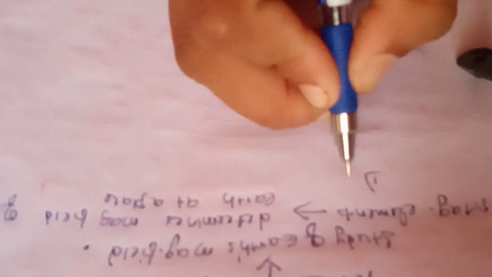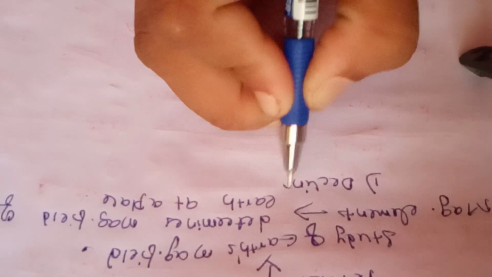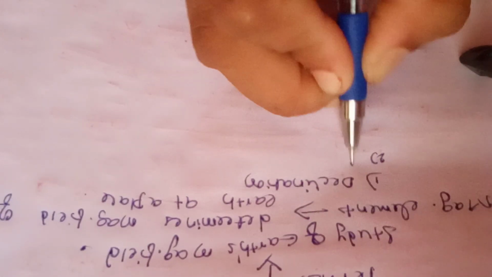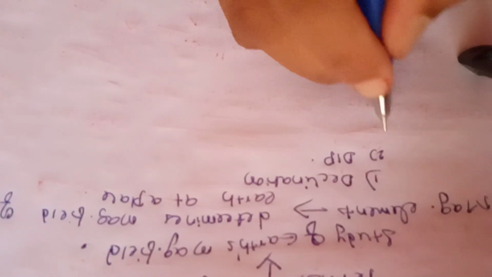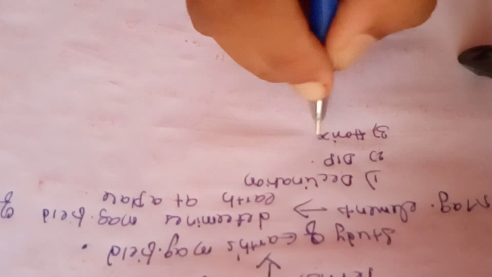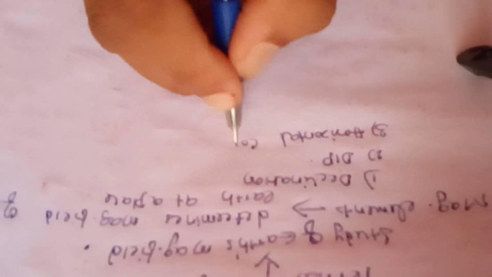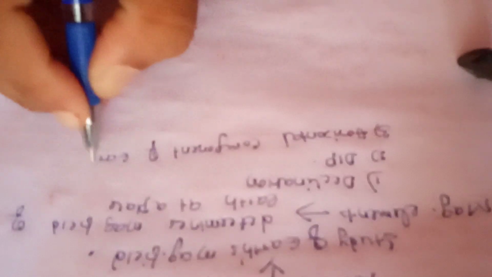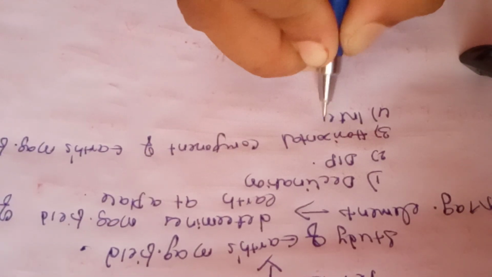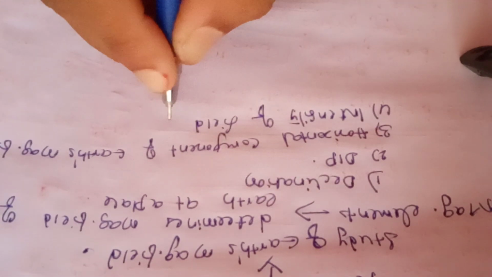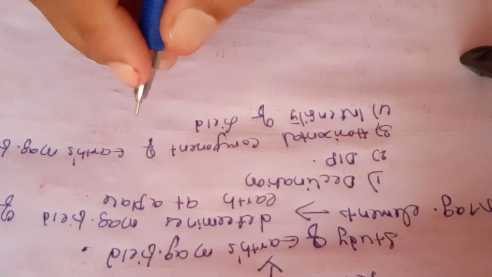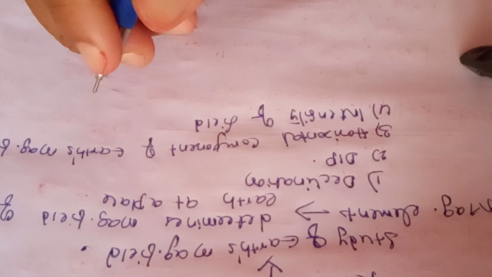So magnetic elements are declination, dip, horizontal component of Earth's magnetic field. Right? Next, intensity of field. Now one by one let us define them.